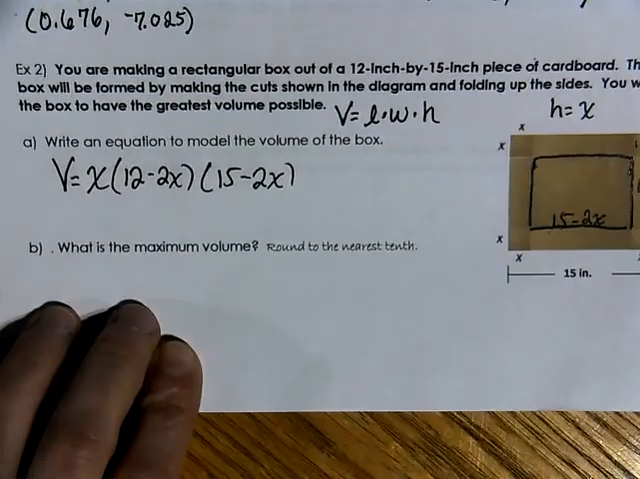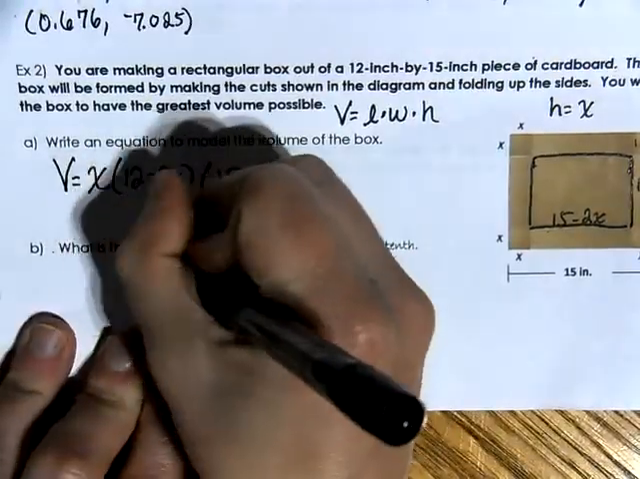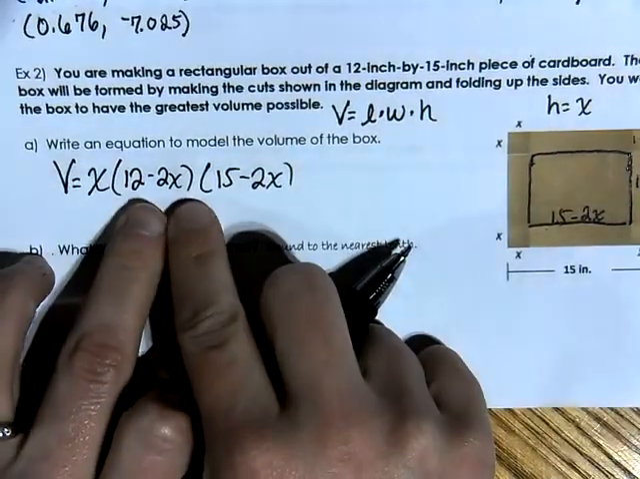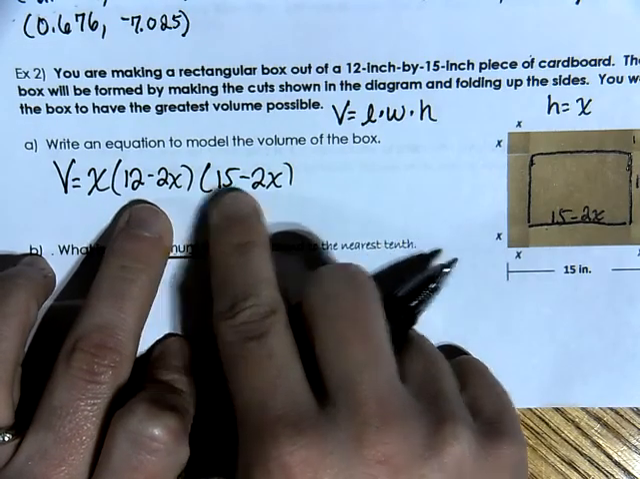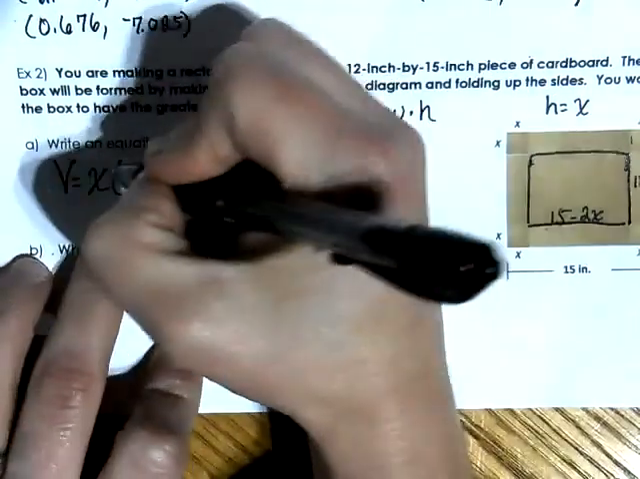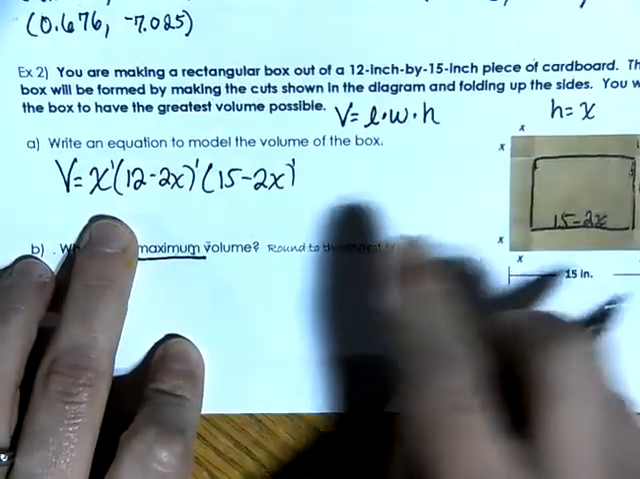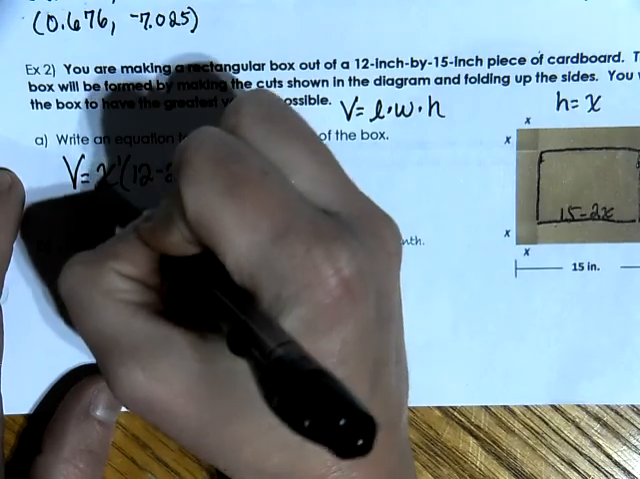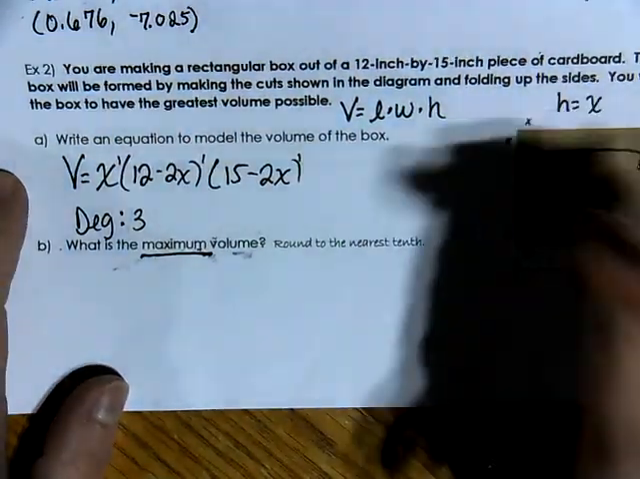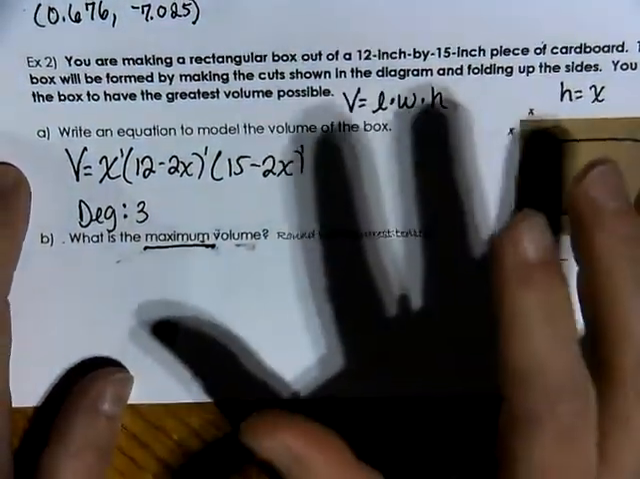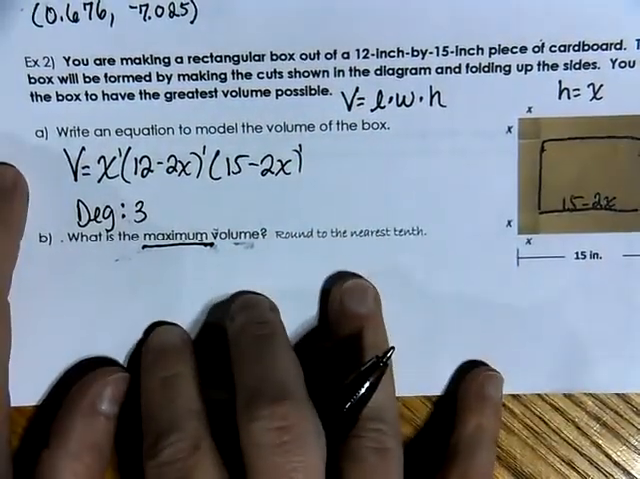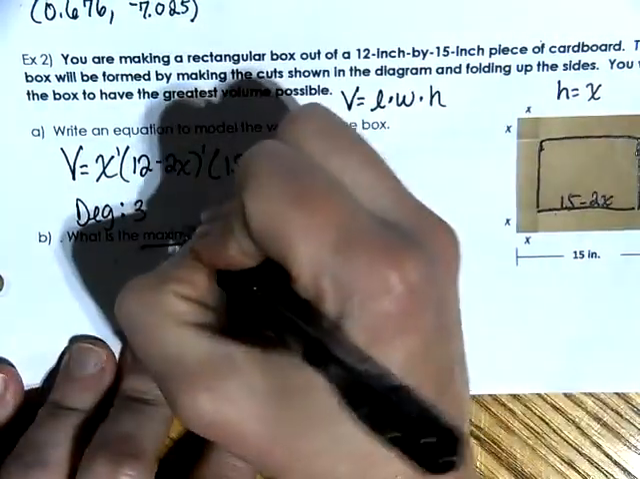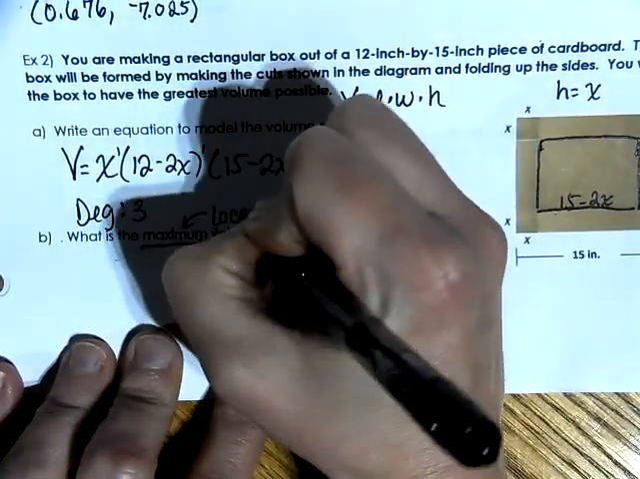Letter B says, what is the maximum volume? So think about this. This is x times 12 minus 2x times 15 minus 2x. If we were to calculate the degree, this is going to be a degree of 3, a cubic function, in which a cubic function doesn't exactly have a maximum because its domain and range is all real numbers. So the maximum that they're talking about here is actually your local maximum.